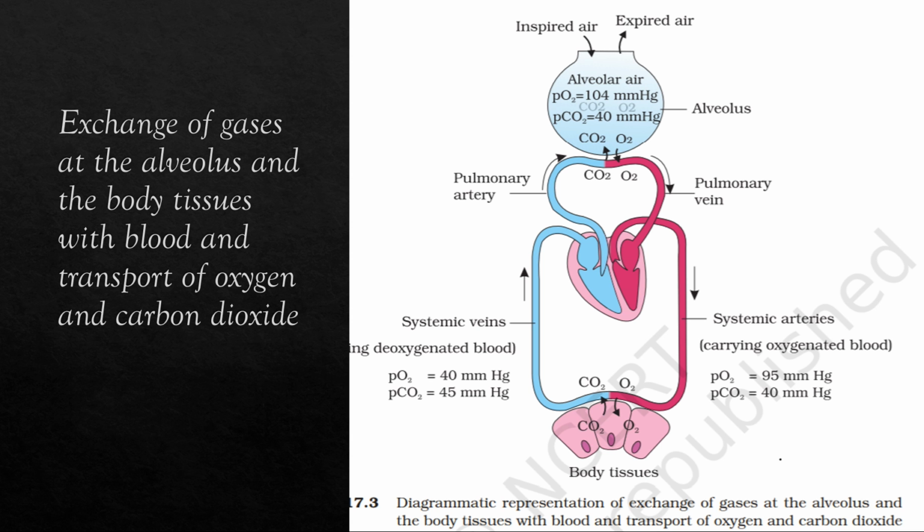If we have done the activity earlier, that if we have some lime water in a test tube and we blow some air from our mouth, then the lime water will turn milky. Just because the air we are exhaling has more carbon dioxide, the lime water becomes milky. So this is the diagrammatic representation of exchange of gases at the alveoli and the body tissues with blood and transport of oxygen and carbon dioxide, which is based on the partial pressures of the two gases, oxygen and carbon dioxide, and these are moving from higher concentration to lower concentration.